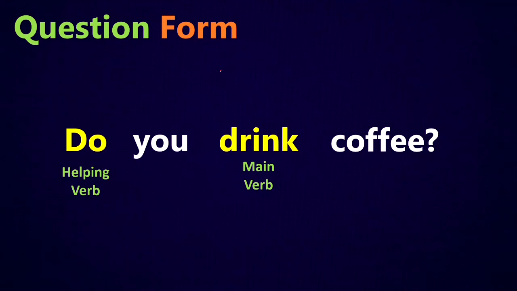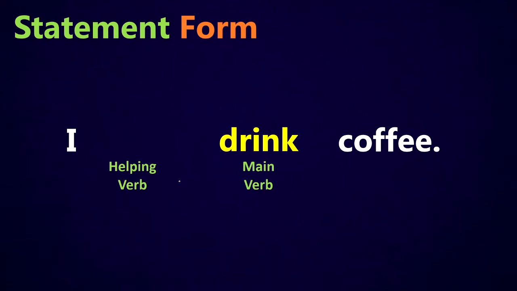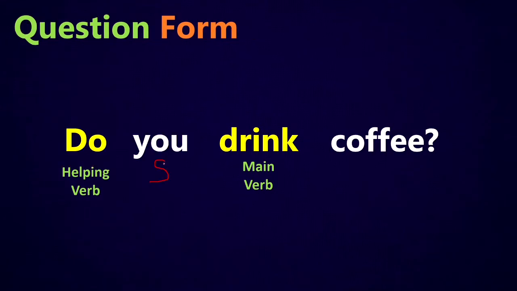When we look at the question form, though, now we start to see the helping verb. So the question is, do you drink coffee? So we go from "I drink coffee" to "do you drink coffee?" We add this helping verb before the subject here in order to make it into a question. So in the statement, I don't say "I do drink coffee" unless I'm trying to emphasize that fact. We just say "I drink coffee." But in the question, we say "do you drink coffee?"